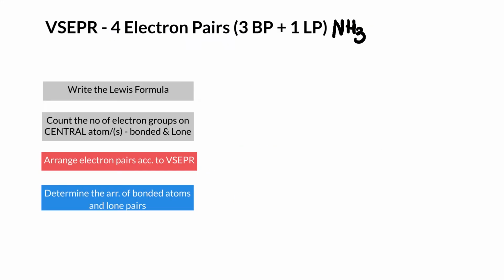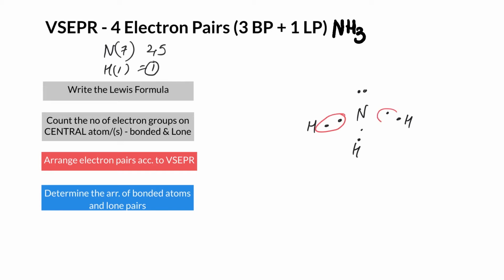Let's look at the complication NH3. So nitrogen is atomic number 7, 2, 5, and hydrogen is just 1. So nitrogen has 1 lone pair of electrons, and obviously we have 3 hydrogens, each with 1 valence electron. Now you want to find out the number of electron groups: 4, right? So the electronic geometry is again going to be tetrahedral.